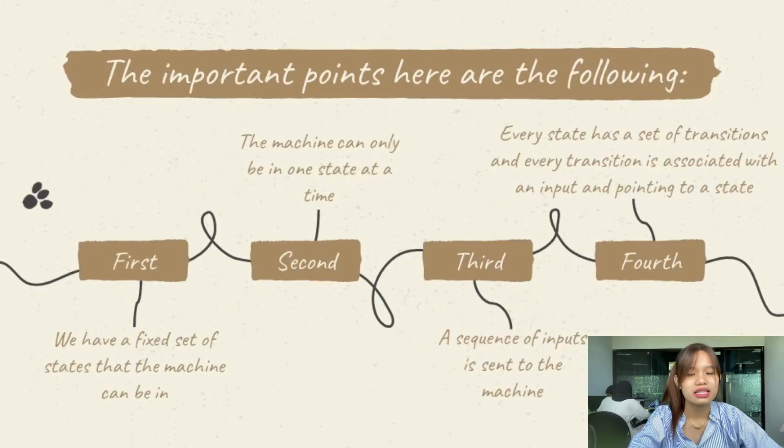Okay, next, these are the important points. The first is we have a fixed set of states that the machine can be in. The second is the machine can only be in one state at a time. The third is a sequence of inputs is sent to the machine. And the fourth is every state has a set of transitions, and every transition is associated with an input and pointing to a state.